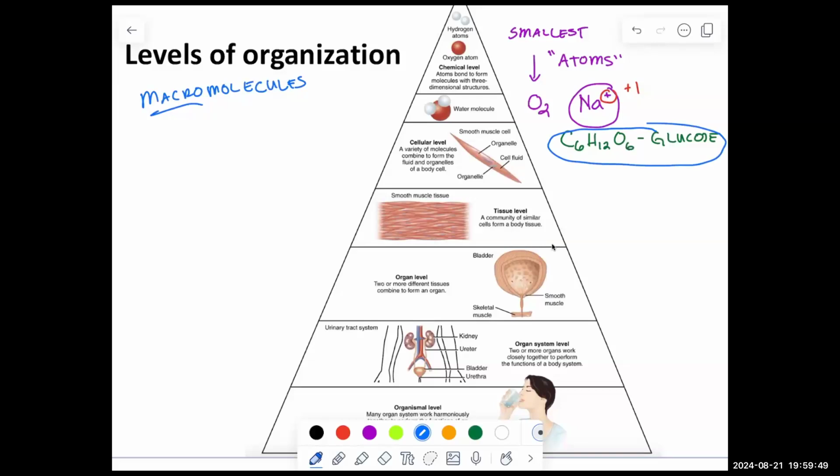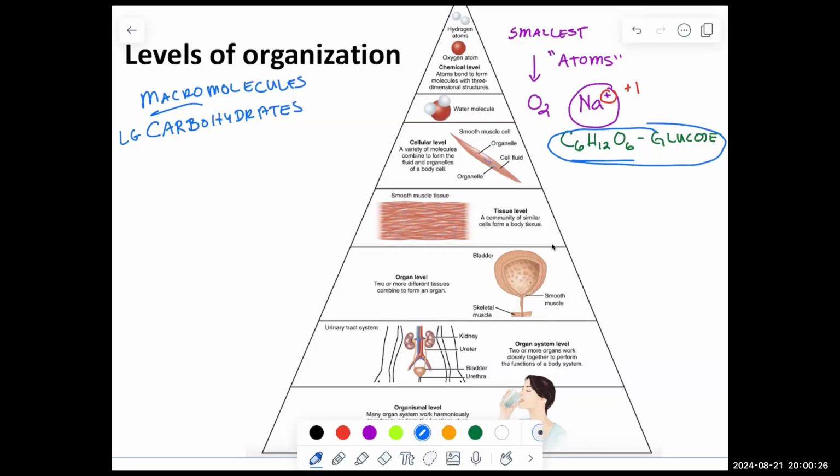For example, starches, like carbohydrates. Some carbohydrates, large ones, I should be more specific, a large carbohydrate is a macromolecule. Starches can be made of many glucose molecules. So carbohydrate is a very important macromolecule of life. This is one that we actually consume when we eat our foods to help build us.